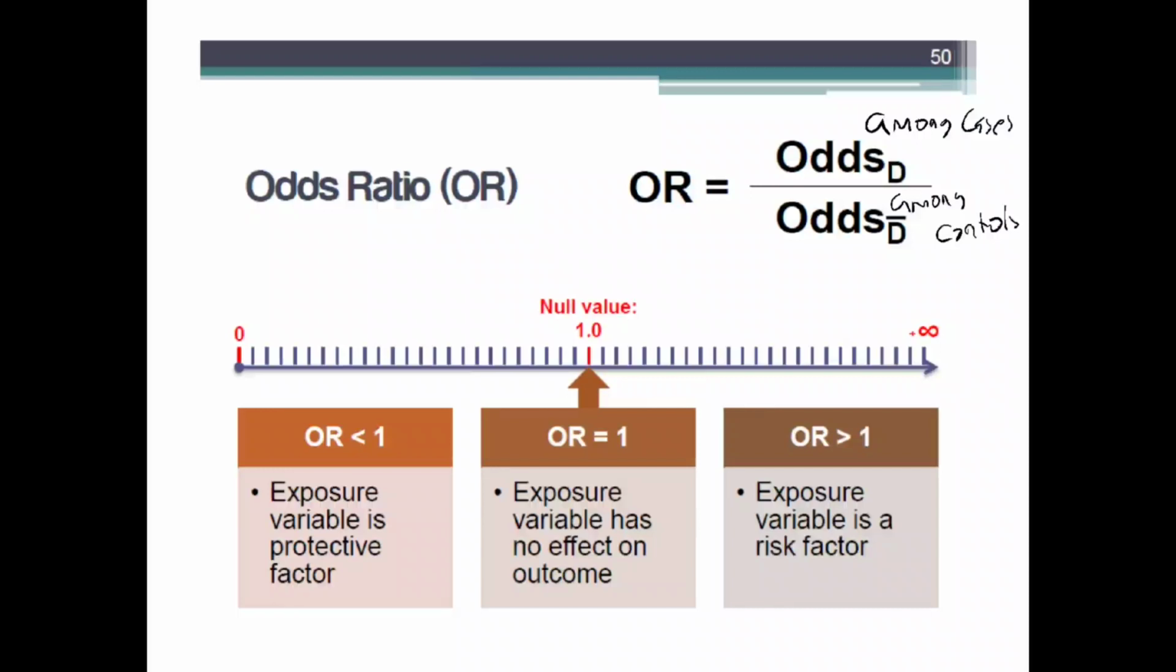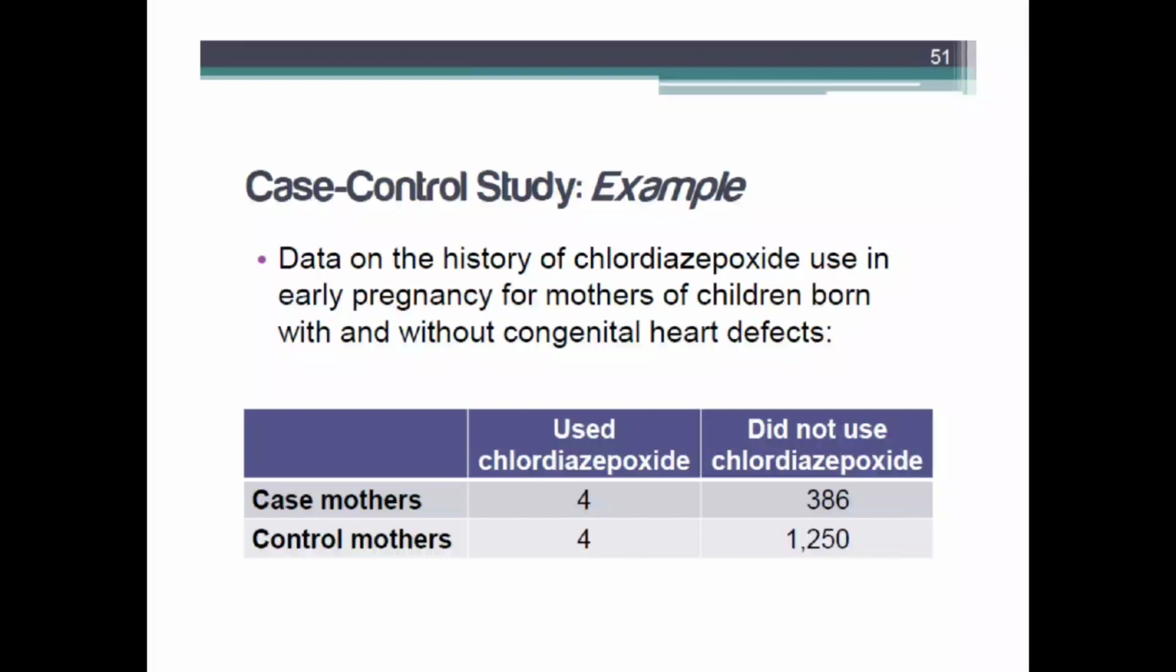So, similar lang siya dun sa kanina. The odds ratio is equal to 1, no effect on outcome. And then, if it is greater than 1, exposure variable is a risk factor. Okay? Okay, yan. Let's try this one.